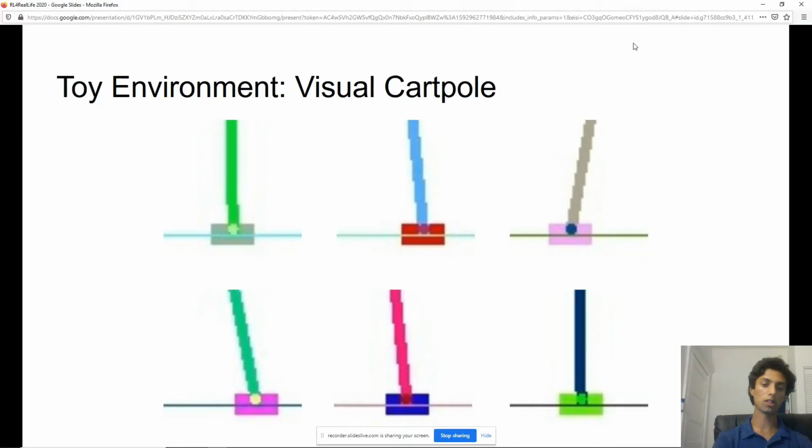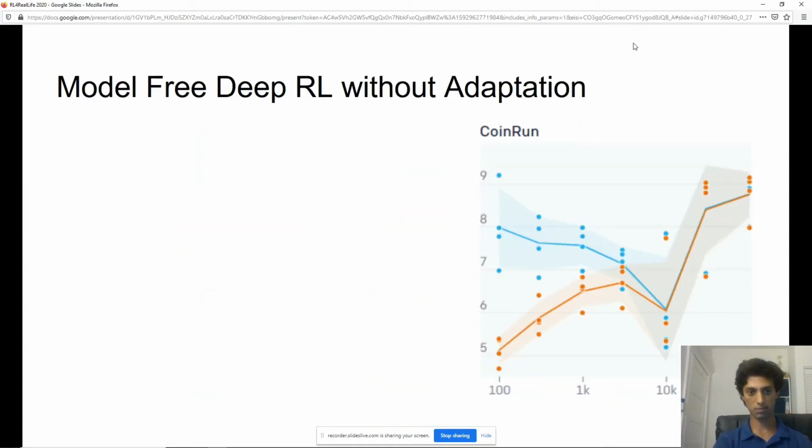We also validate our results and demonstrate on a toy environment called Visual Cart Pole. This is the same as the cart pole environment from OpenAI Gym, except it uses images. These images of the carts and poles will differ in their colors, but other than that, they're the same environment. Once again, a block MDP.